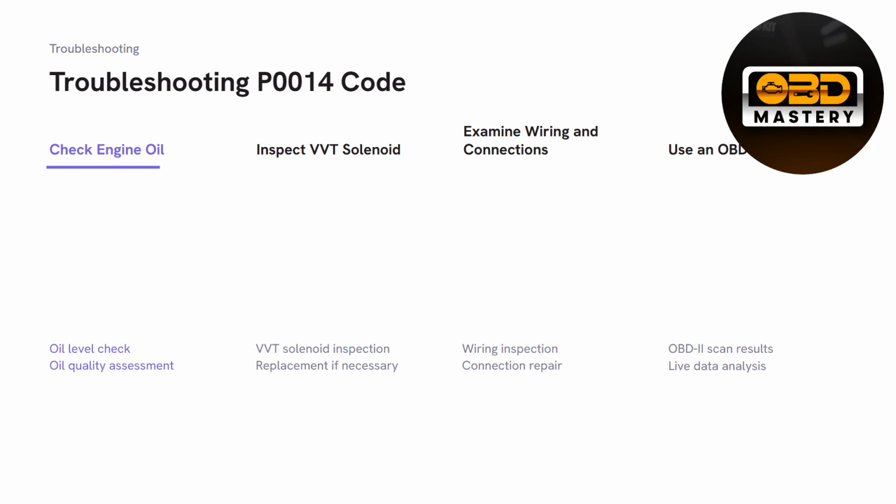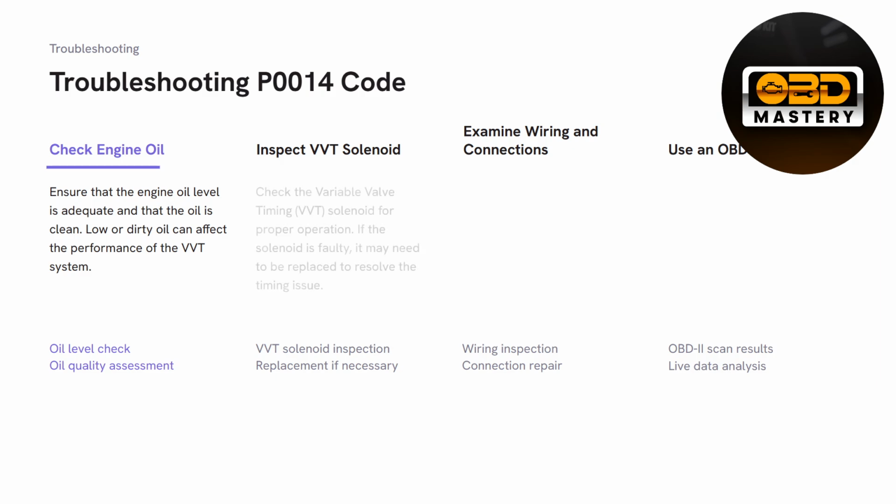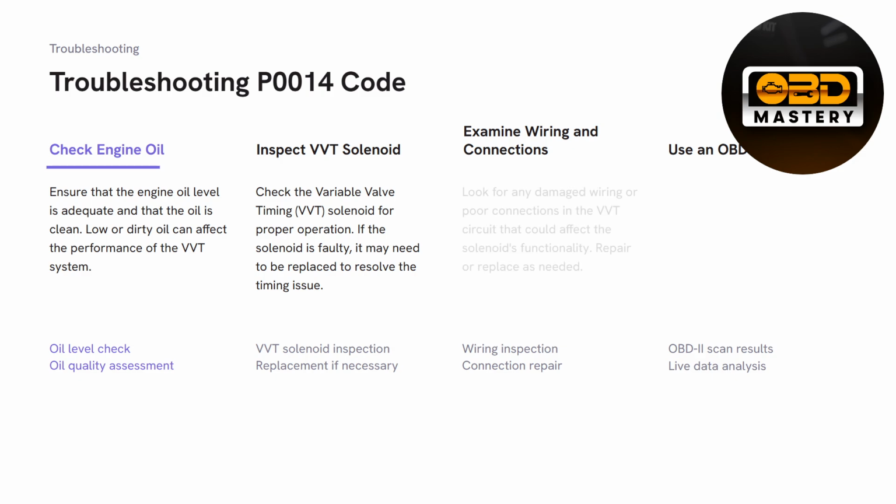Now, troubleshooting this is just checking the engine oil, make sure that it is not low or dirty. Also inspect the VVT solenoid, so ensure that it is operating properly. If it's faulty, you may need to replace it to resolve the timing issue that you're having with the misalignment of the camshaft position. And examine wiring or connections.